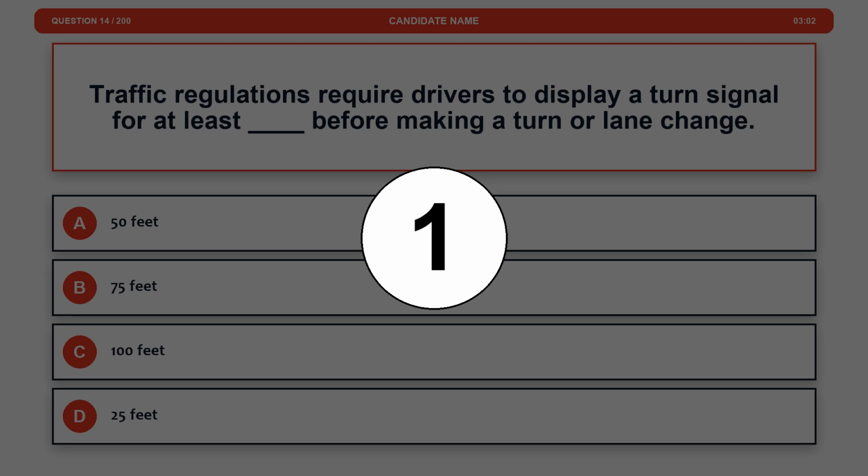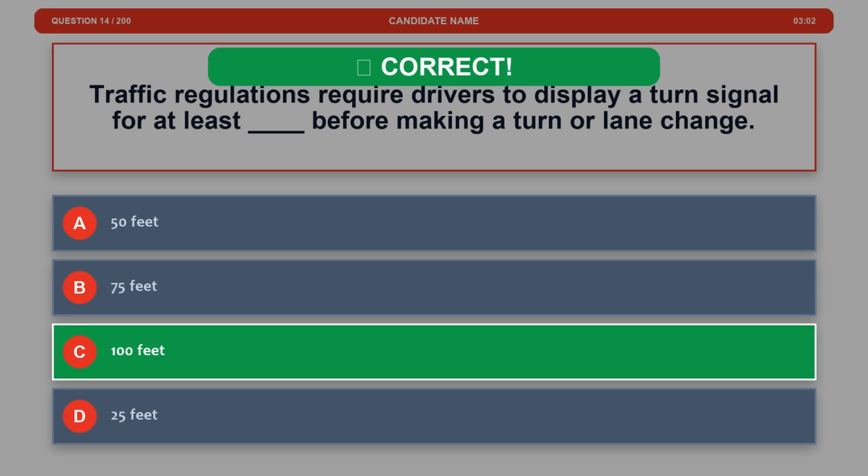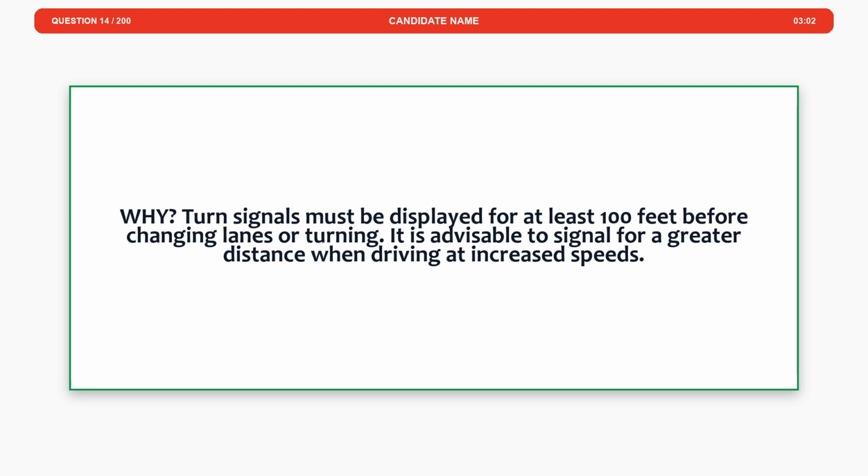The correct answer is option C. 100 feet. Explanation. Turn signals must be displayed for at least 100 feet before changing lanes or turning. It is advisable to signal for a greater distance when driving at increased speeds.